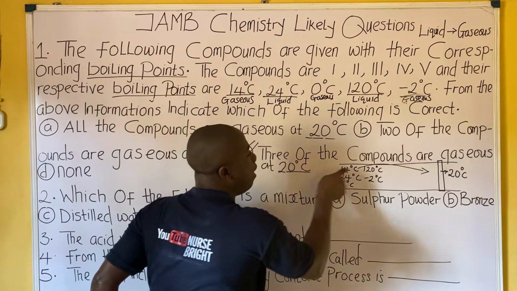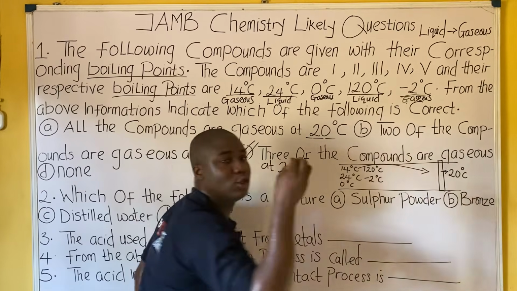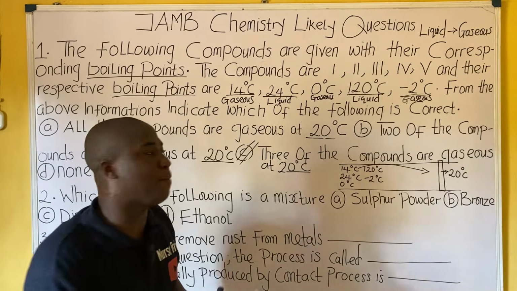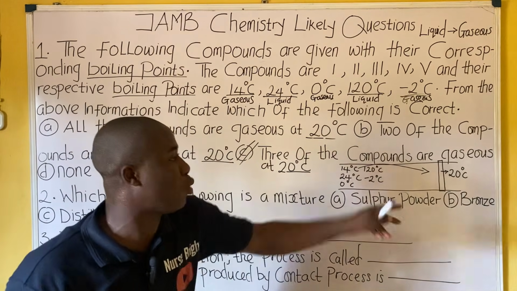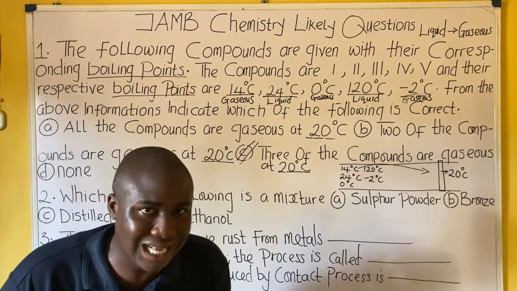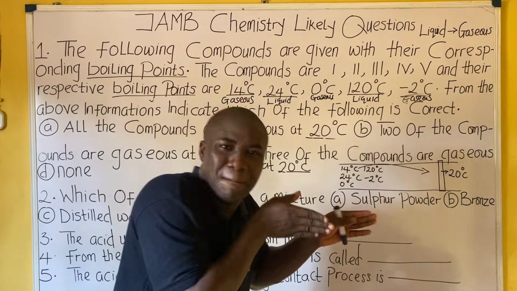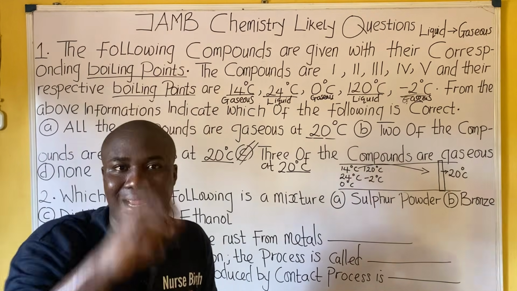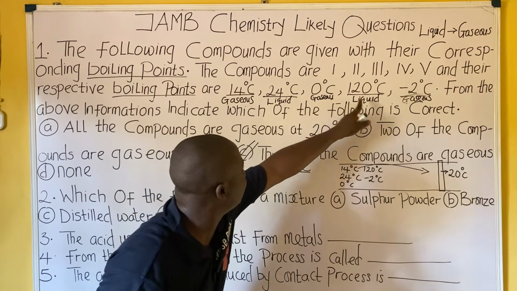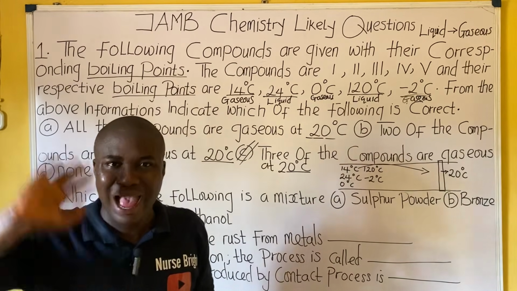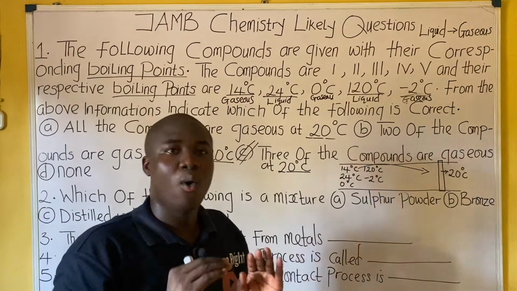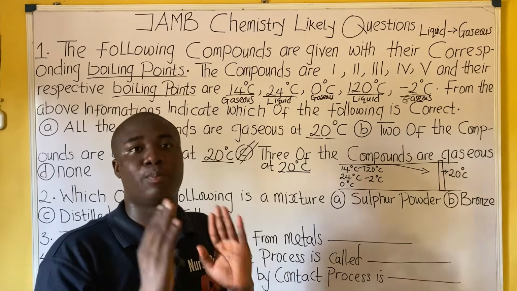You can see some of them, before they even get to 20, they start boiling, so they become a gas. You understand? But you can see all these ones that are above the 20, no, they will not become a gas yet. They must reach that mark before we call them a gas. So they are still liquid. These are still liquids. I believe it's clear, it's very simple. Okay, guys, let's get into the next practice question.